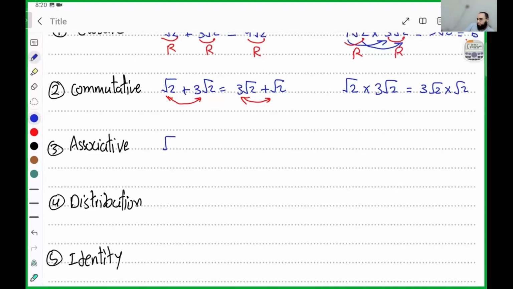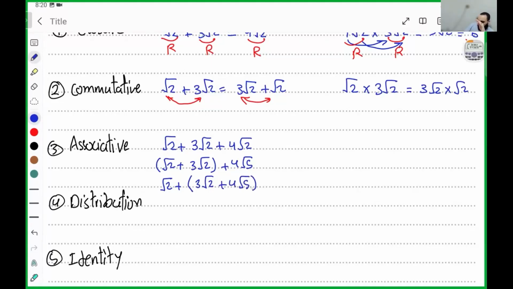So the associative property is something like this. If you have √2 plus 3√2 plus 4√2, you could add the first two numbers and then add the answer to the third one. It's correct. Or you can leave the first number outside a bracket and put the second and third inside one bracket. This means you associated the first and the second here, and the second and the third here. It gives you the same answer.